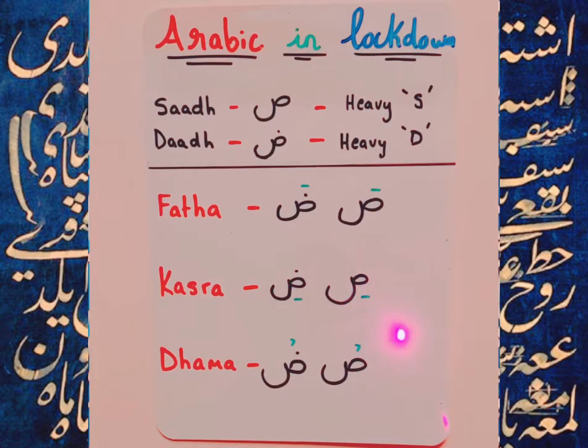So Si and Di. The sound for Sad is not a plain S, it's a bit heavier S. So we've got Sa and Da with the Fatha. Then we've got Si and Di with the Kasra. And then for the Dhamma, we've got So and Do. So let's do them together again. For the Fatha, we've got Sa and Da. For the Kasra, we've got Si and Di. And for the Dhamma, we've got So and Do.